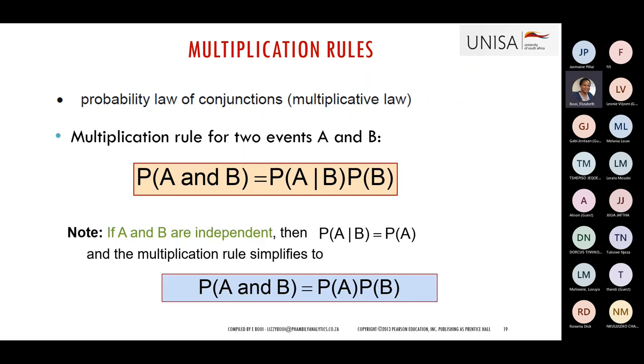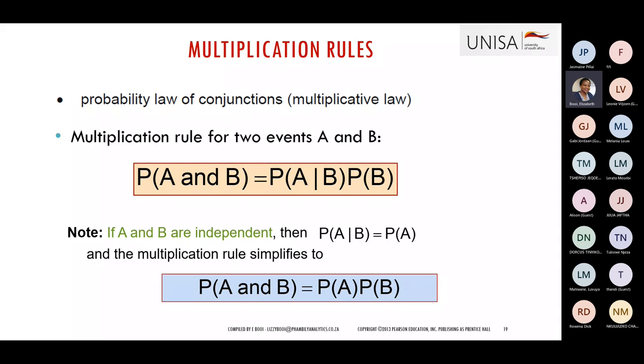So if and only if A and B are independent. Now, if A and B are independent, then the probability of A given B will be equal to the probability of A, because whether B has occurred has no bearing on what is happening on A, because they are independent. So they don't influence one another. They are not related to one another. If events A and B are independent, the probability of A given B will be the same as the probability of A.